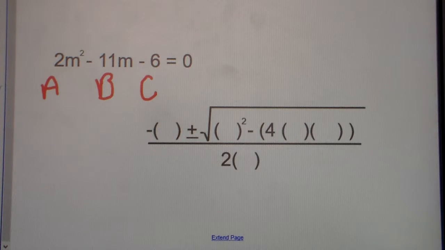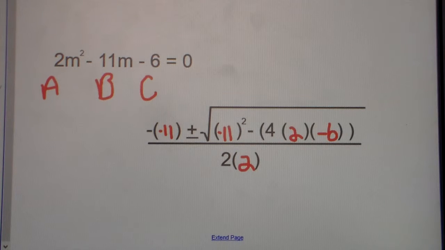So it's minus b, which means inside those parentheses we put an 11, -11. This is also b squared, so we put a -11 in there. Minus 4 times a, which is 2, times c, which is -6. And times a, which is 2 again, down there.